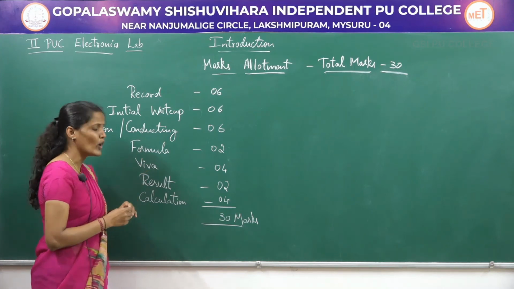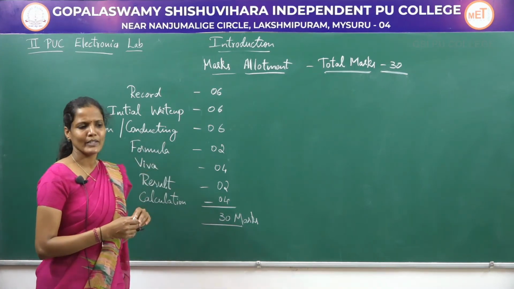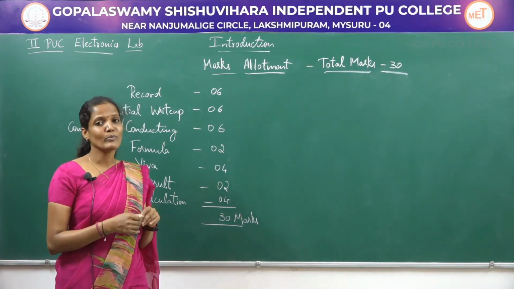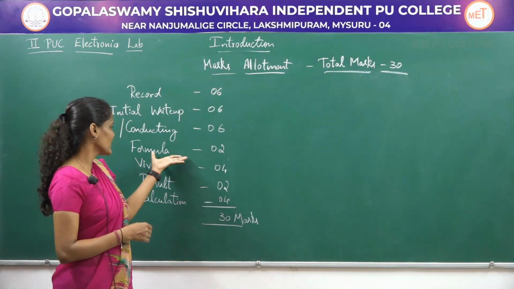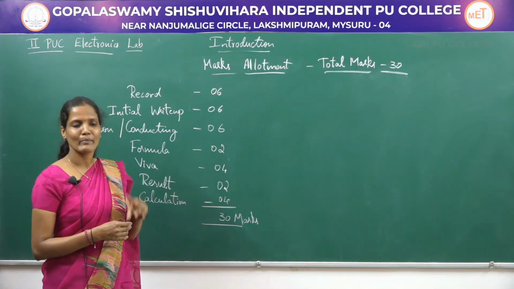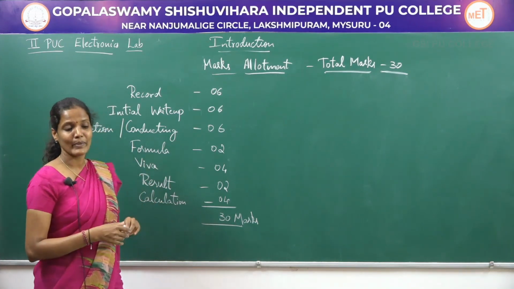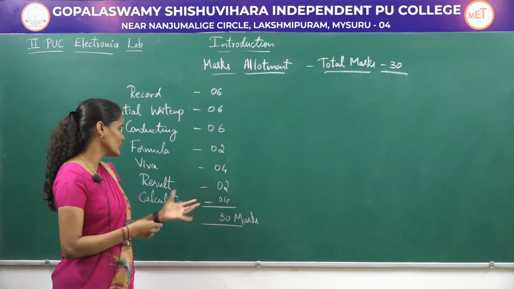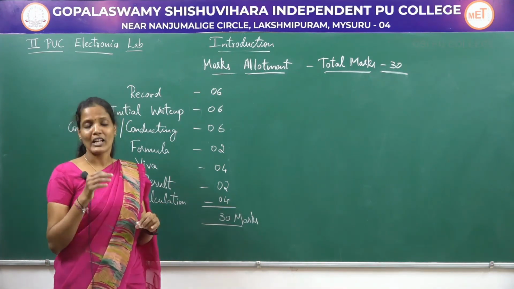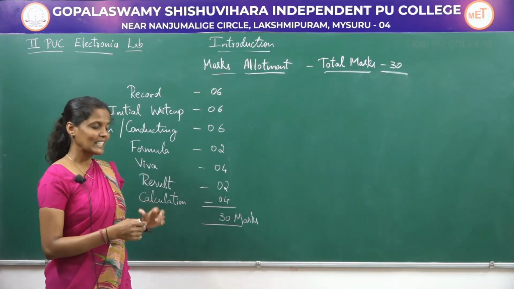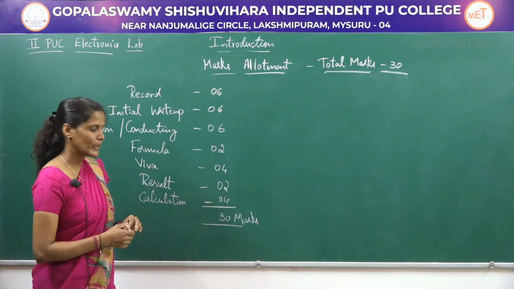Then the next part is formula. For many of the experiments you will have formulas, so you have to mention the formula correctly. For mentioning the formulas you will get a separate 2 marks. And for viva, after conducting the experiment, at the end of the lab exam you will have the viva, where for answering all of the questions correctly, you will get 4 marks.